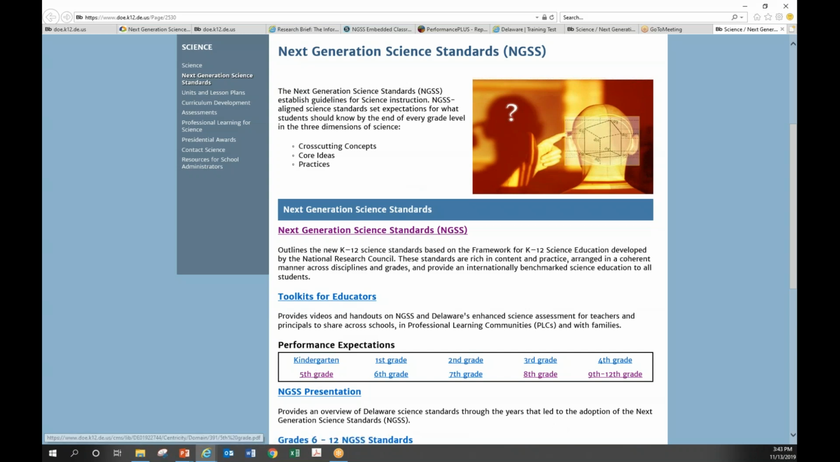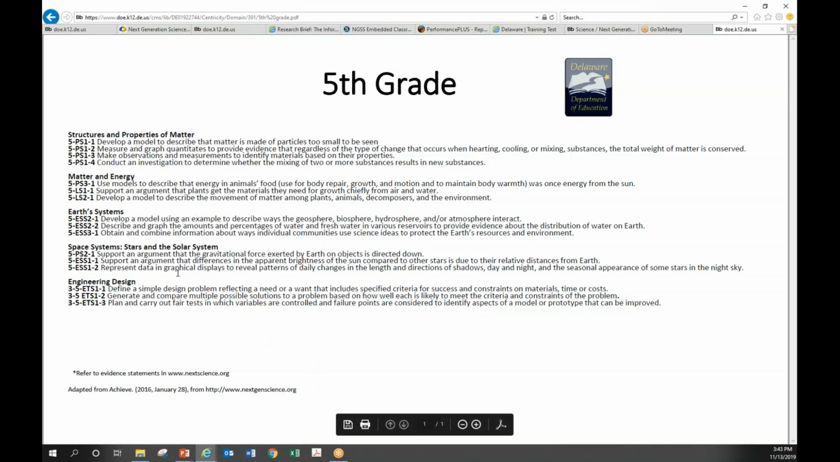So, of course, that brings you to this page, which illustrates for you the specific standards that are available from grade to grade. I'm taking you to the 5th grade standards. This page illustrates for teachers the performance expectations only. So this is the performance expectation for developing a model to describe that matter is made of particles too small to be seen. That is the performance expectation. There is a practice, a cross-cutting concept, and a disciplinary core idea that is built into that.